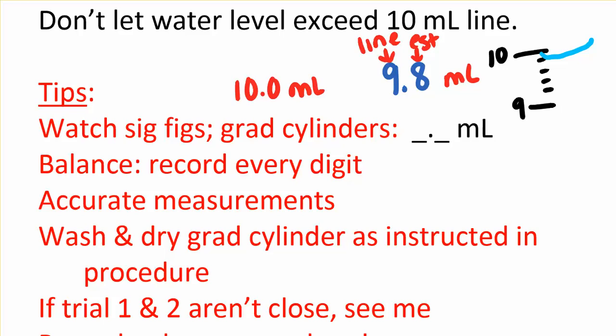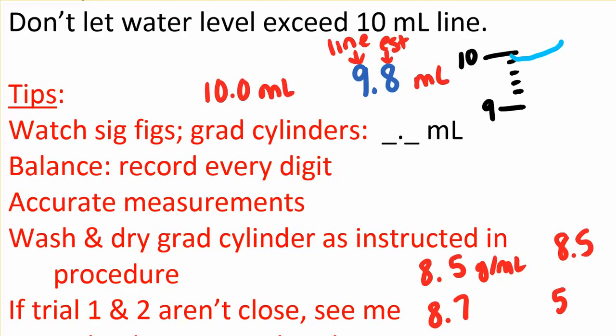Each of the density determinations you'll do twice. You'll do an unknown twice, you'll do water twice, you'll do the unknown solid twice. If your trial 1 and 2 aren't close, come see me. And what I mean by close is if you get 8.5 and 8.7 for your 2 densities, that's pretty close. But if you get 8.5 and 5.1, that's not very close. So just kind of use your judgment. Ask me if you're not sure.